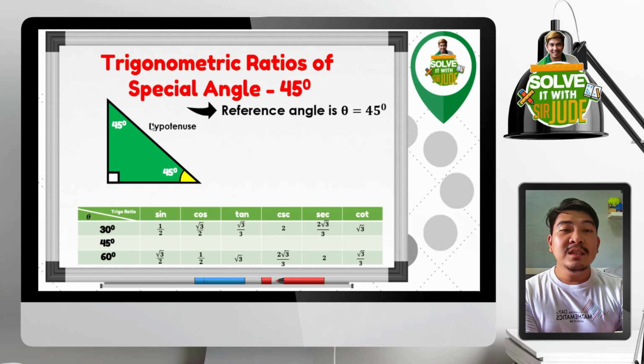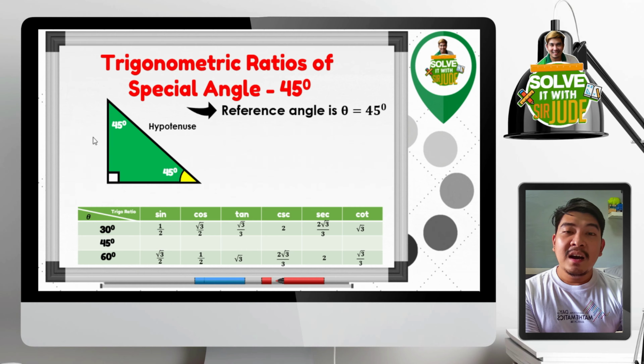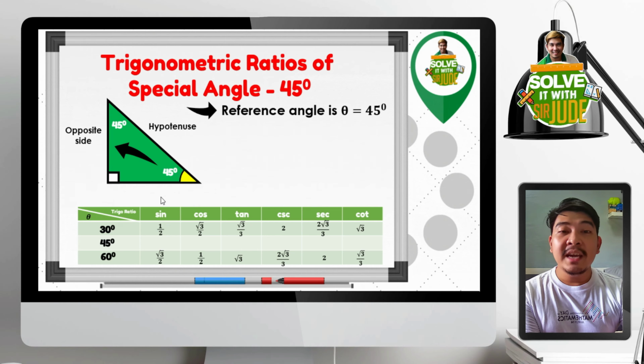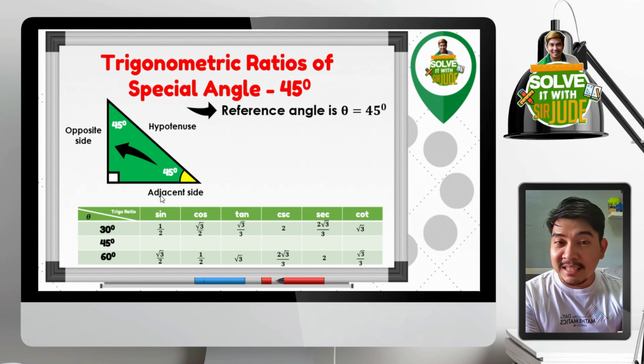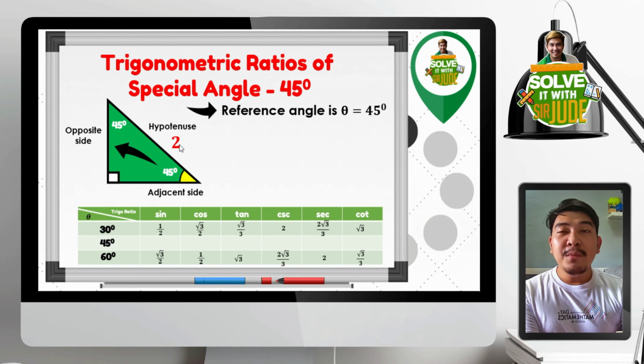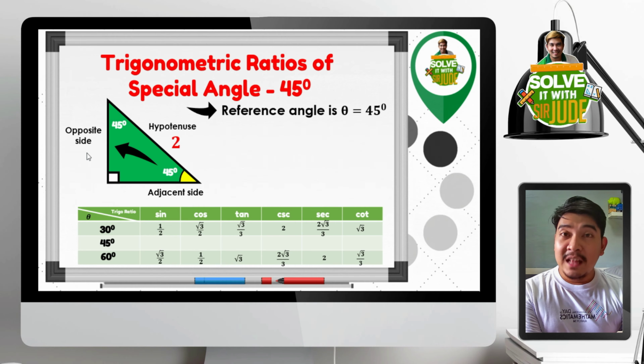So therefore, this side, the side opposite our 90-degree angle is the hypotenuse, and both remaining sides of this triangle will be the legs. But let us name these sides in reference to 45 degrees. So this will be the opposite side, and the remaining side will be the adjacent side. Okay? So if the hypotenuse is 2, how are we going to get the length of each leg?